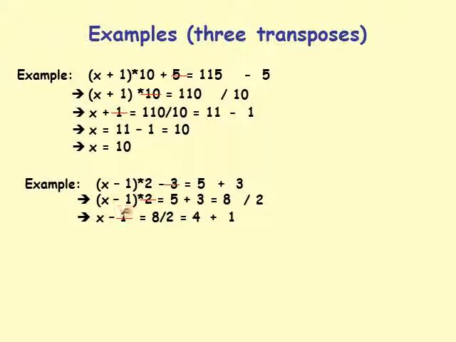And now this minus 1, when we transpose that to the right, becomes plus 1. When we move that to the right across the equal sign it becomes plus 1. That's it: a subtracted term gets transposed to an added term. So we have x is equal to 4 plus 1, and that is equal to 5.